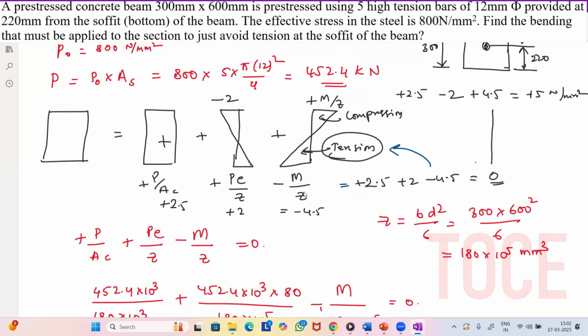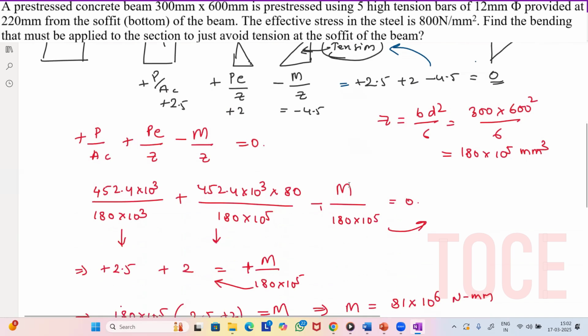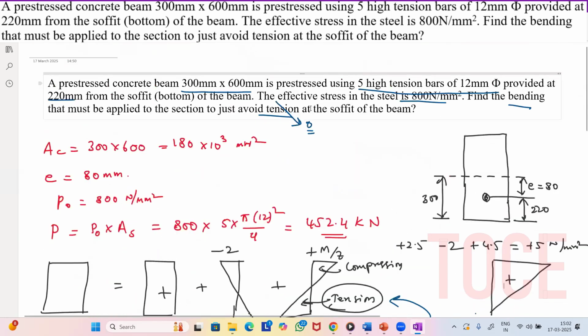So the stress will be something like this, right? This is how we calculate the moment which is required to avoid the tension at the bottom of this beam.